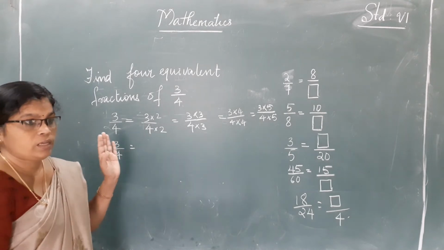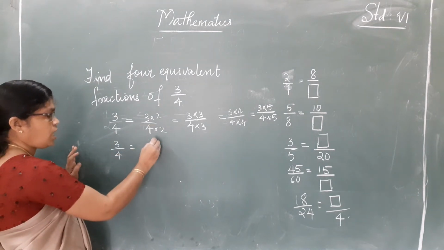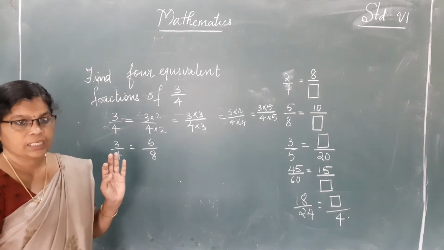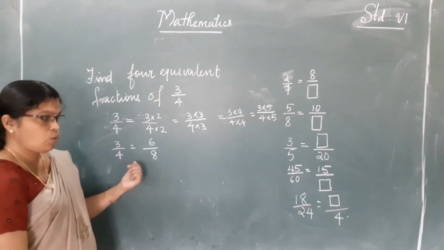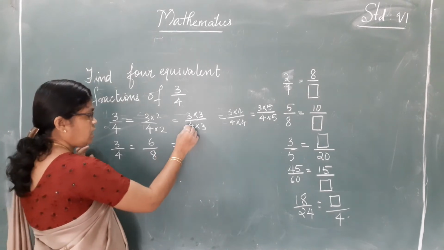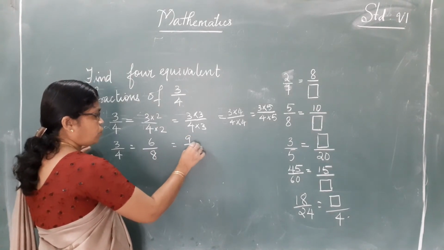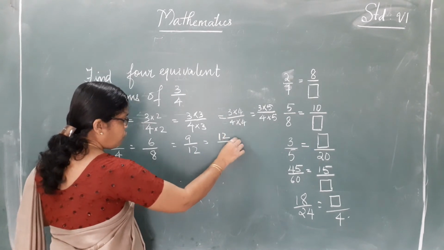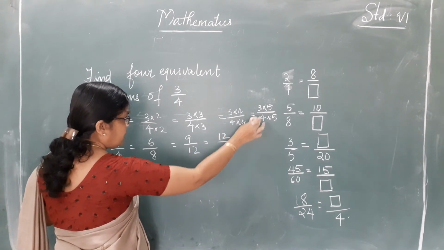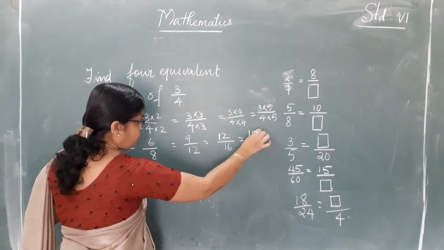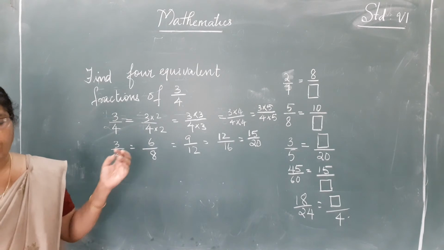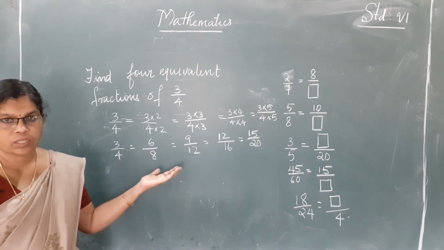Okay, 3 by 4 is equal to 3 2s are 6 and 4 2s are 8. 6 by 8 is an equivalent fraction of 3 by 4. Now the next equivalent fraction is 3 3s are 9, 4 3s are 12. Then 3 4s are 12, 4 4s are 16. Then 3 5s are 15 and 4 5s are 20. Okay, so here we got that. This is the way to get the equivalent fractions.